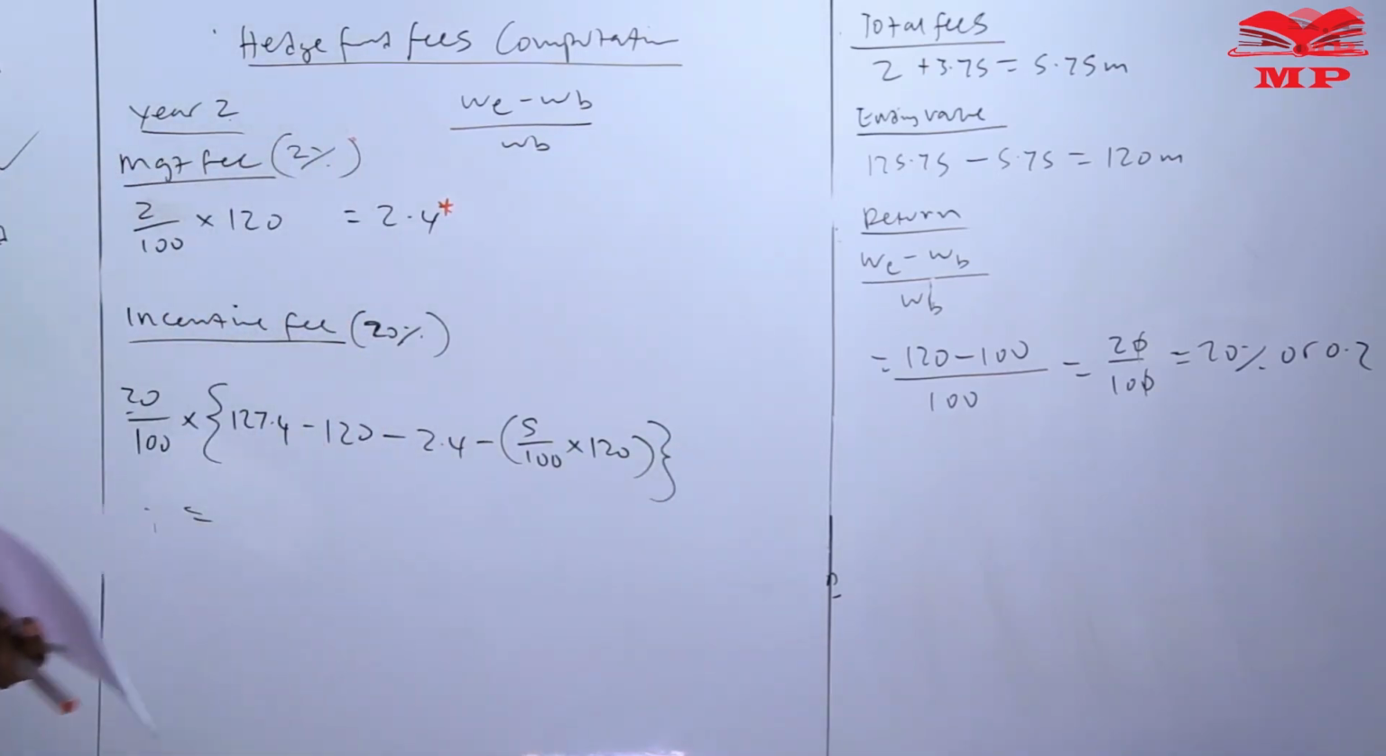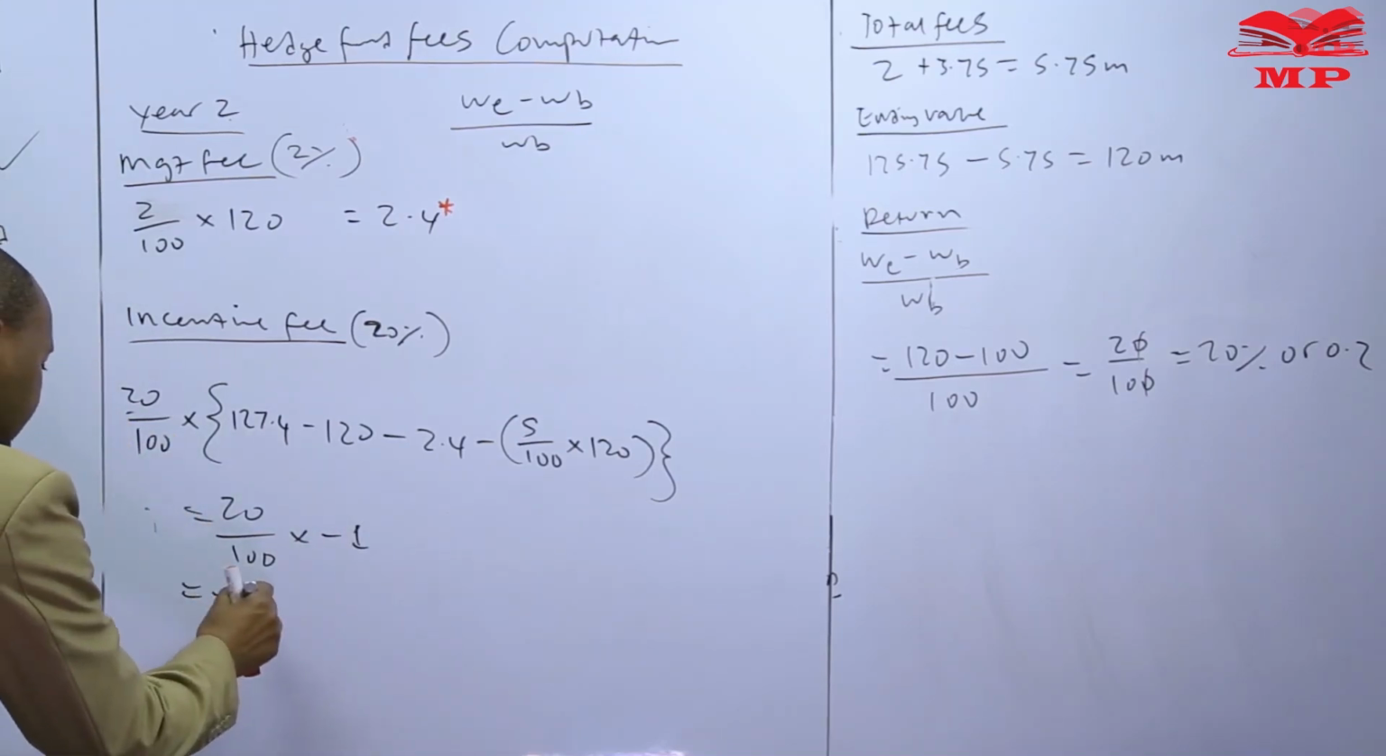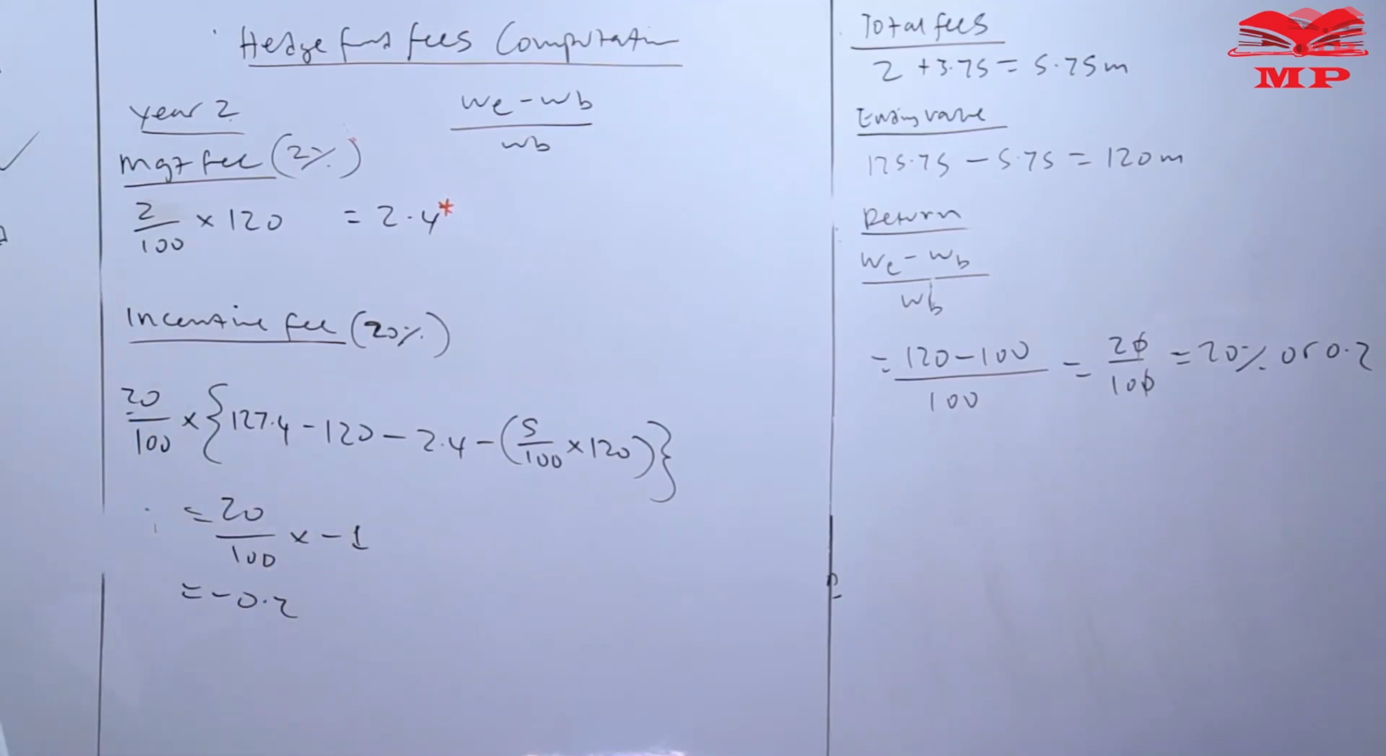How much do we get there? So it's 127.4 minus 120 minus 2.4 minus, open the brackets, 0.05 times 120. We're getting minus 1. So we have 20 over 100 times minus 1, so it's minus 0.2. So what happens is that there is not going to be any form of incentive fee computed over here. The only fee that they're going to take over here is the management fee, like that.